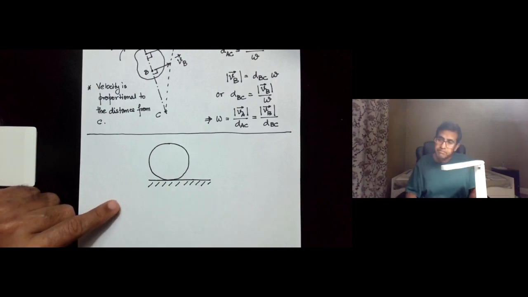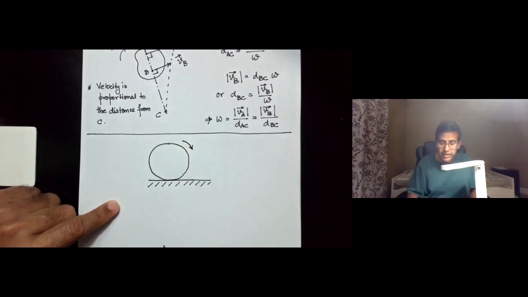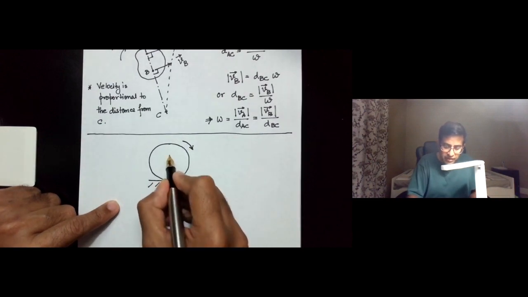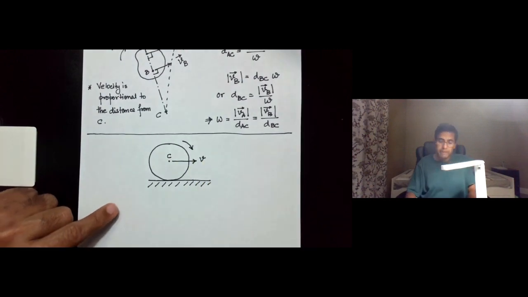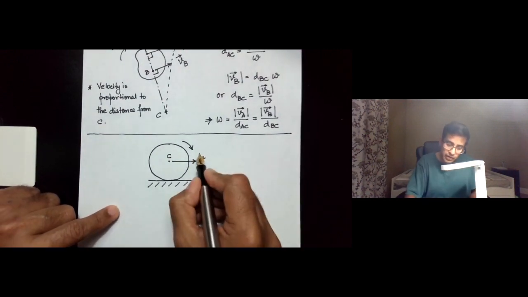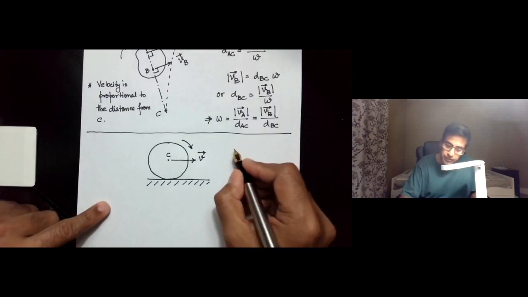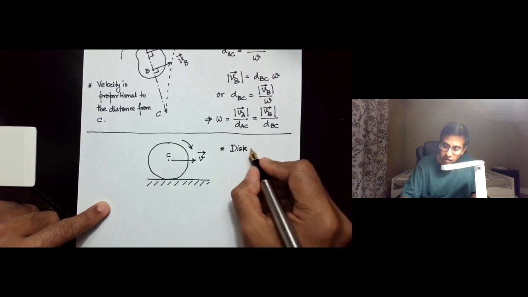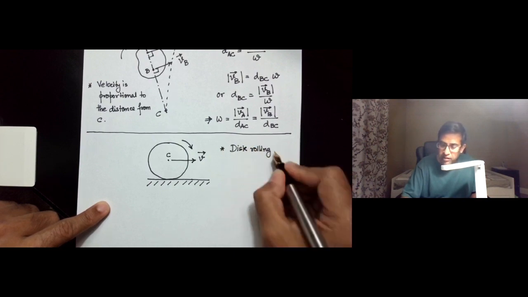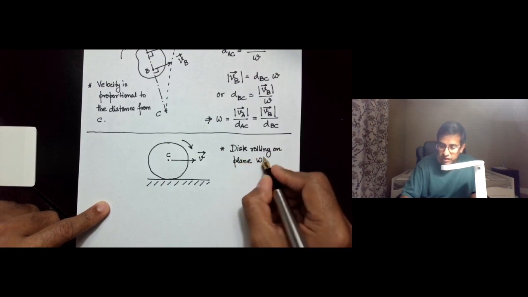and let's say that the disk is rolling in this manner. The center of the disk, C, has a velocity v, okay, as shown here. Then assume that the disk is rolling on the plane without slipping.